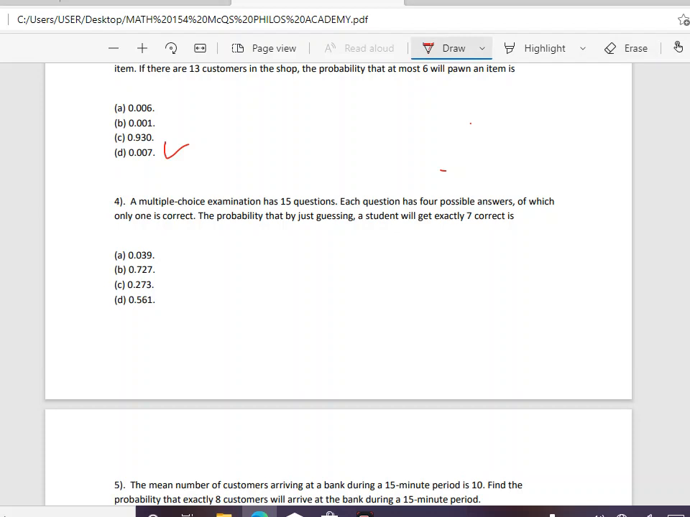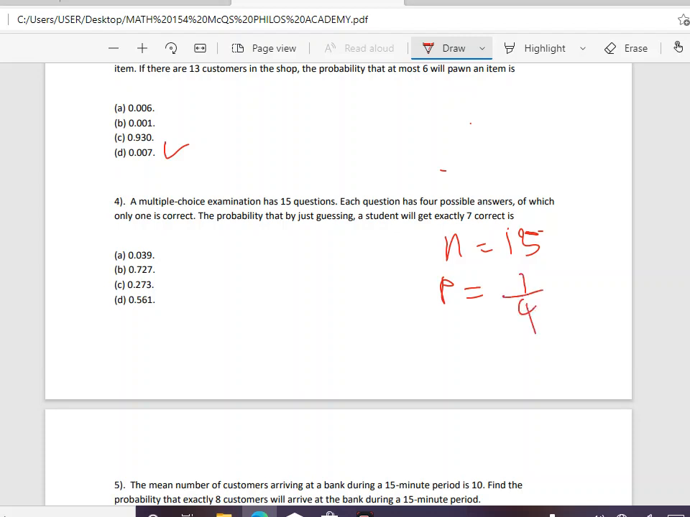Now pay attention. To answer this question, how many questions are there? There are 15 questions, meaning that n is equal to 15. Now they say each question has 4 possible answers, of which only one is correct. Hence, the probability that one will be correct is 1 over 4.